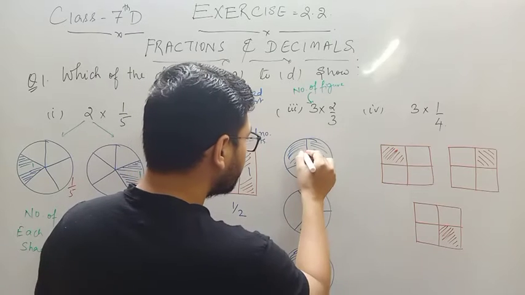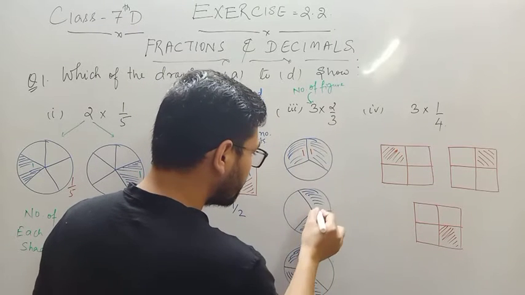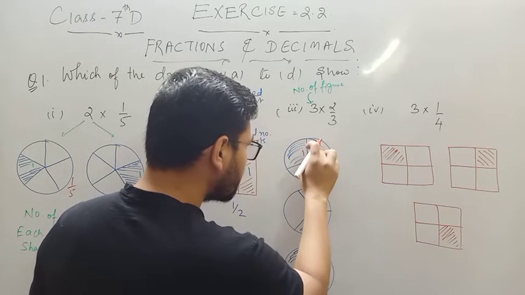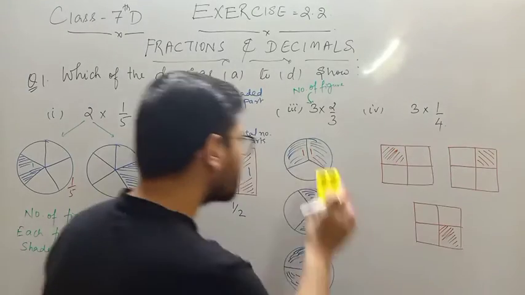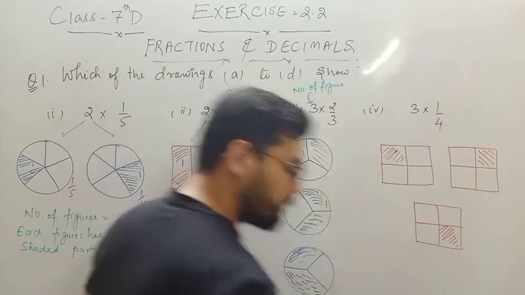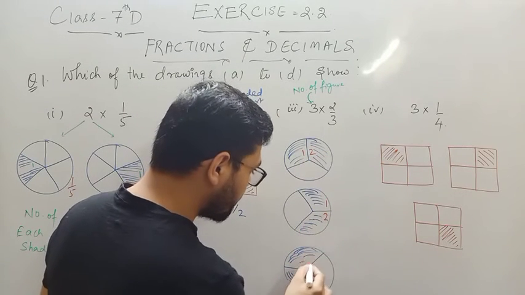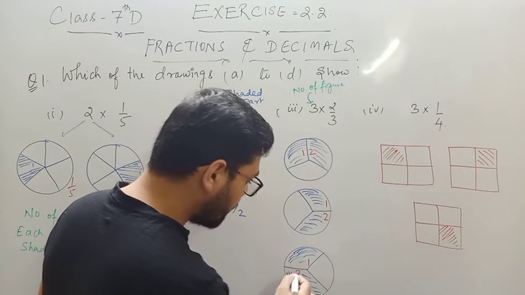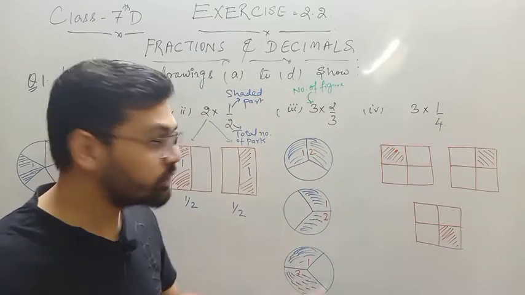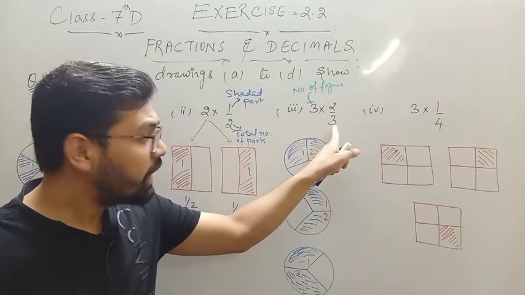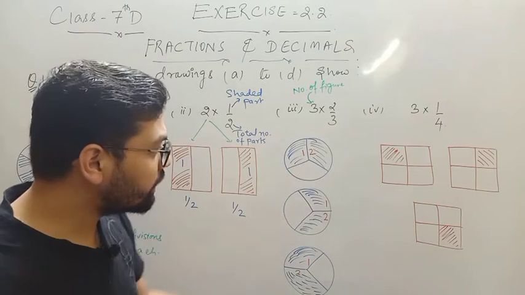You can say this is 1, this is 1, this is 1, or you can say this is 2. So this is 1 part, this is 2 part. This is the first part, this is the second part, first and second. In this way only 2 parts are shaded, only 2 parts are shaded out of 3. And how many 2/3s are there?